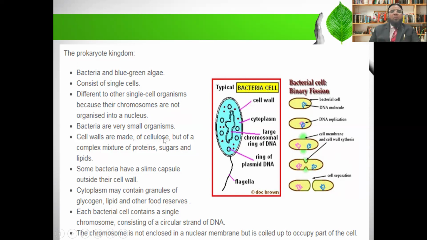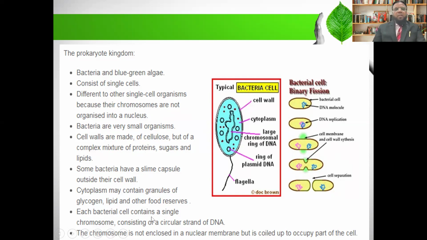The cell walls are not made of cellulose, but of a complex mixture of protein, sugar, and lipids. Some bacteria have a slime capsule as an outer layer of their cell wall, and the cytoplasm may contain granules of glycogen, lipids, and other food reserves.